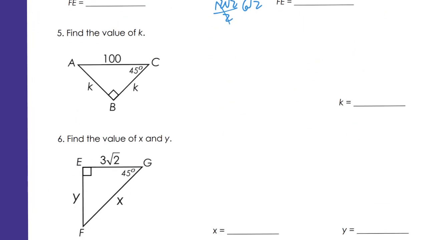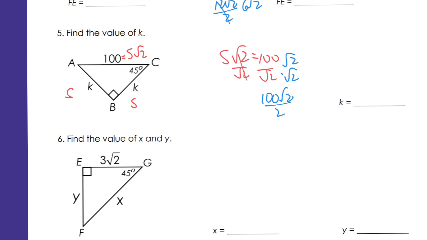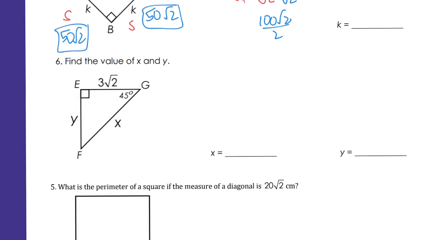If this is 100, find the missing sides. If this is s, and this is s, this is s root 2, we've got to solve 100 equals s root 2. Divide both sides by the square root of 2 and rationalize it. So s is equal to 100 root 2 over 2, or 50 root 2. Each of these sides would be 50 root 2, and this remains 100. Okay, let's try the next one.